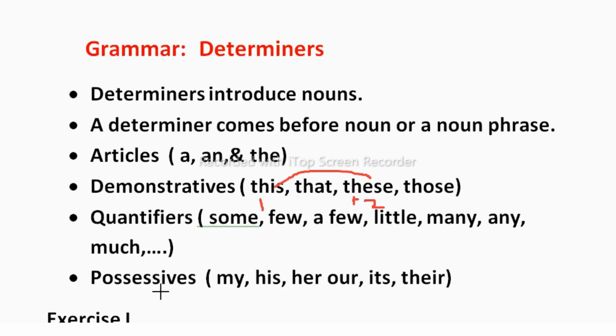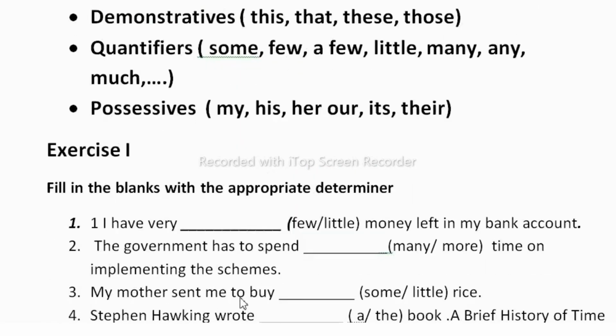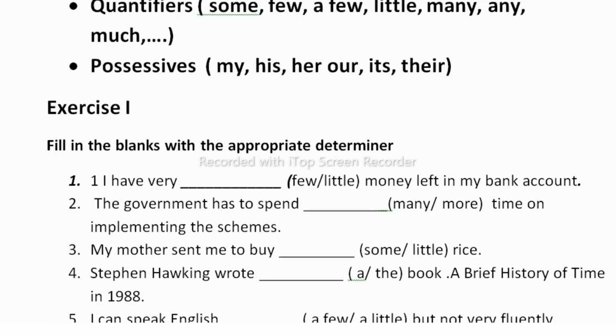And possessives show the ownership or possession of a noun, like my horse, his bike, her pen, our house, its hair, and their garden or their house. So these are all the determiners which come before a noun or a noun phrase. Now let us solve the exercises which you have in your textbook.